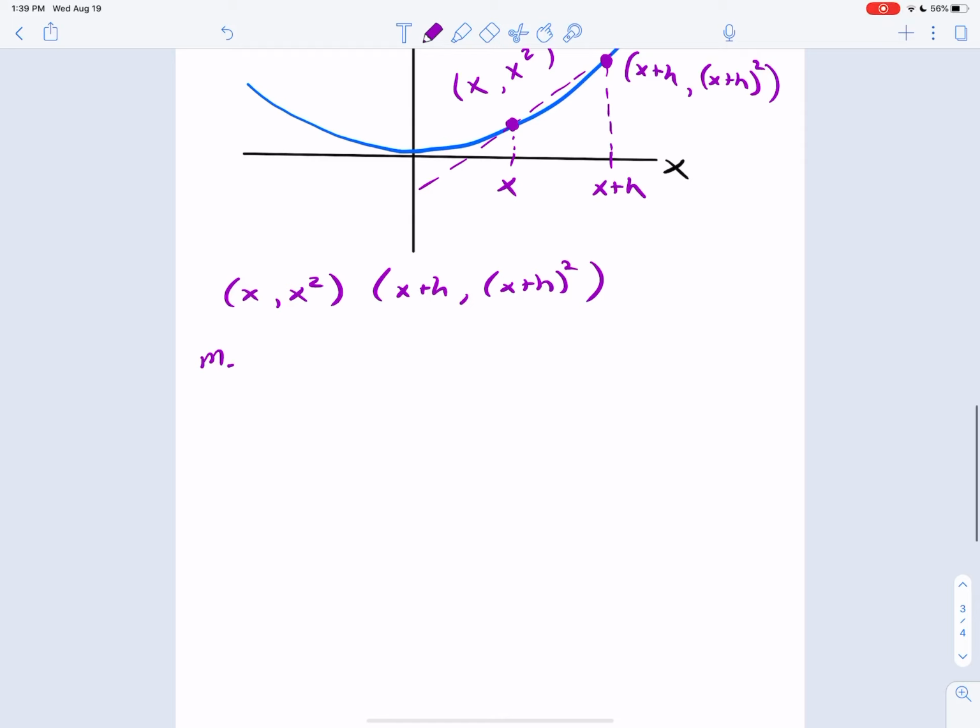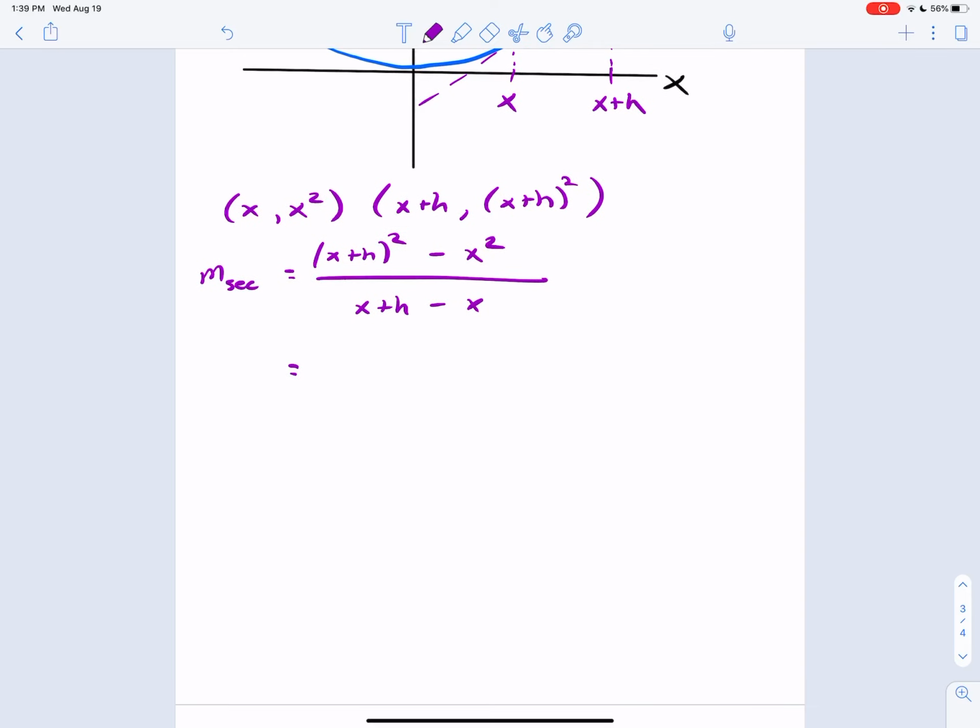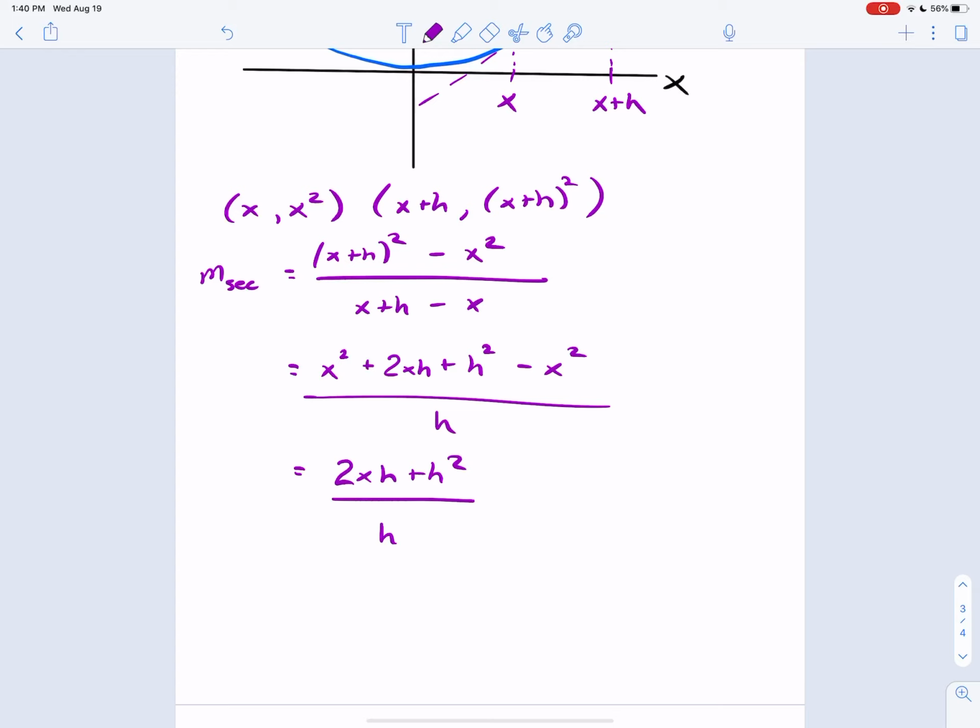So here we go. The slope of the secant line is going to be y2 minus y1 all over x sub 2 minus x sub 1. So here, if I expand x plus h quantity squared, I should get x squared plus 2xh plus h squared minus x squared all over h, because the x's cancel out there. I notice that in the numerator, the x squares will cancel out as well, and I'm just left with 2xh plus h squared all over h.